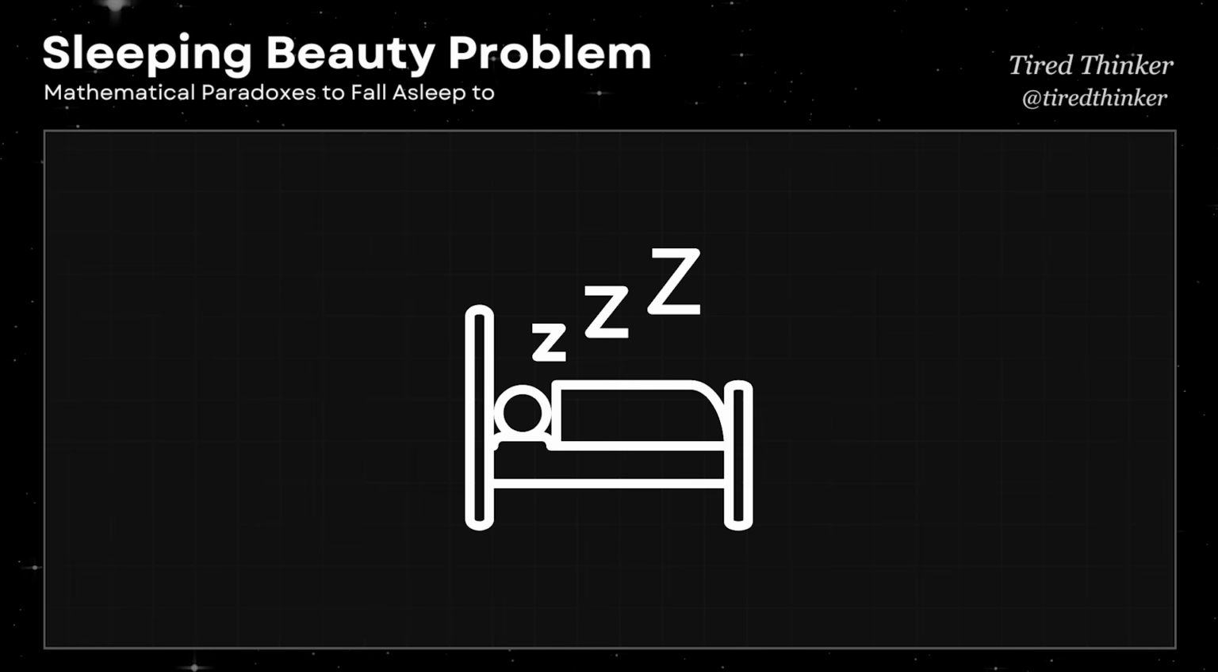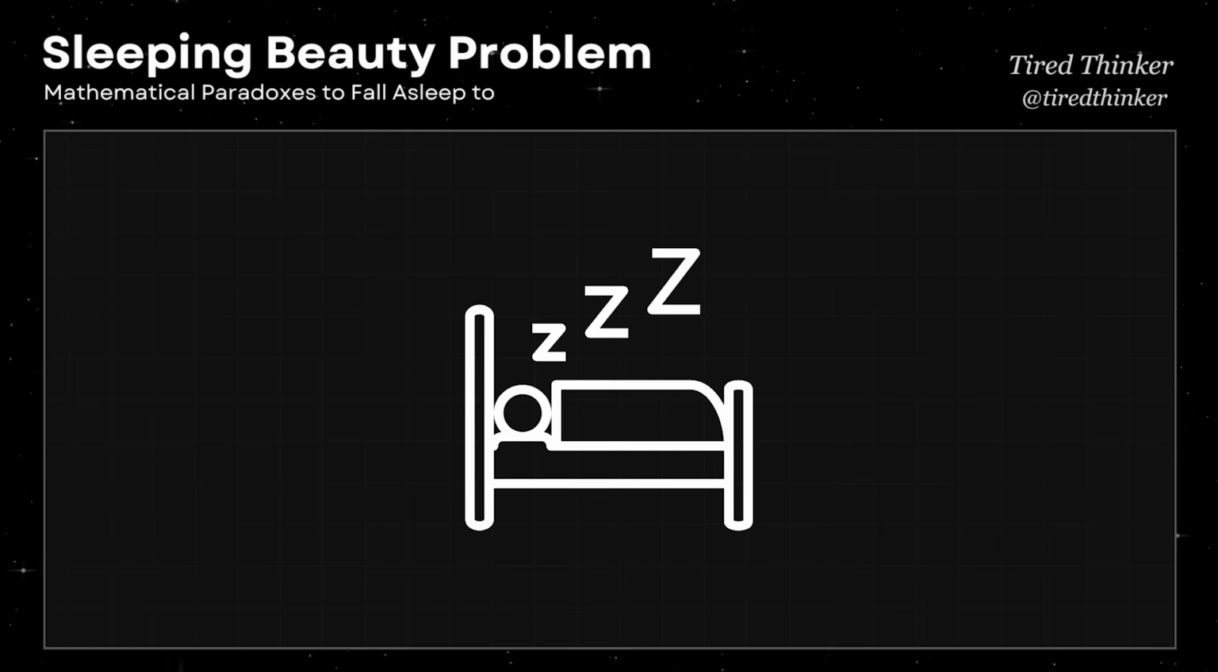The second answer is 1/3. This view, called the thirder position, argues that Sleeping Beauty must consider all the times she could wake up. There are 3 possible wake-up moments: Monday if the coin is heads, Monday if the coin is tails, and Tuesday if the coin is tails. Since the tails scenario involves 2 awakenings, and each waking moment is equally likely from her perspective, she should assign 1/3 to heads and 2/3 to tails. Supporters of this view say that the key to the problem is that Sleeping Beauty does not just care about the coin flip, but also about when she is awake.